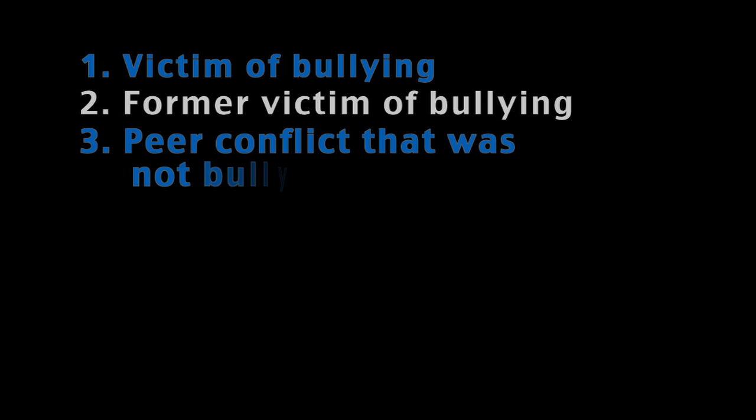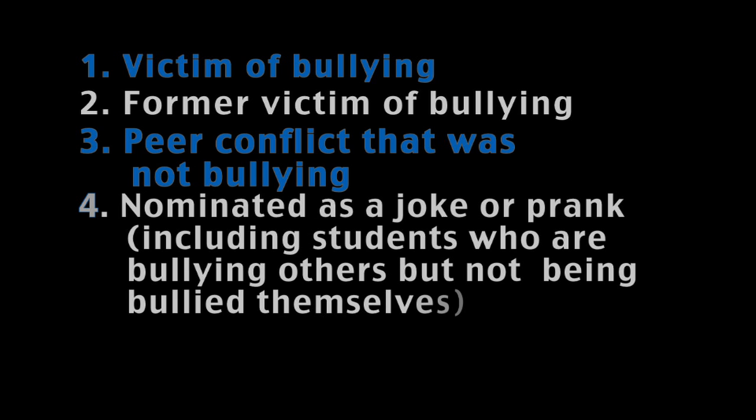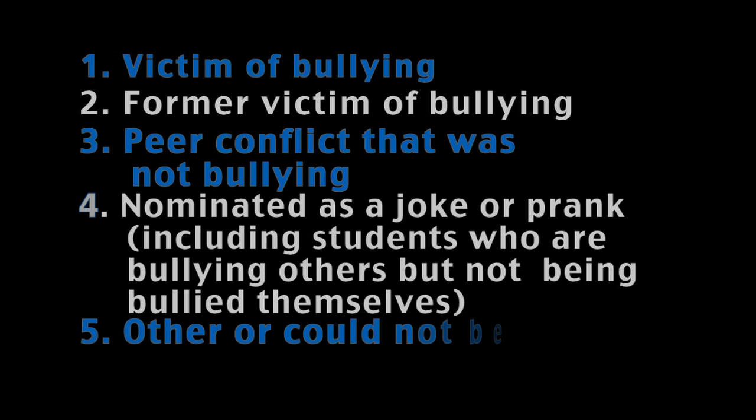In most cases, it should be possible to determine whether the student was or was not a victim of bullying. In some cases, it might be less clear, but we want you to make your best judgment. Each case should be classified into one of 5 categories. 1. Victim of bullying. 2. Former victim of bullying. 3. Peer conflict that was not bullying. 4. Nominated as a joke or prank, including students who are bullying others but not being bullied themselves. 5. Other or could not be determined.